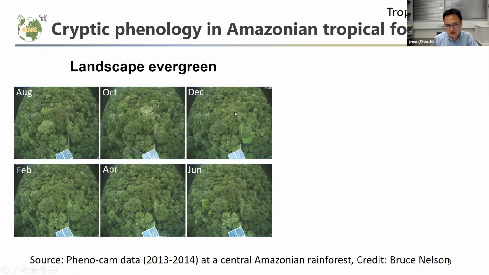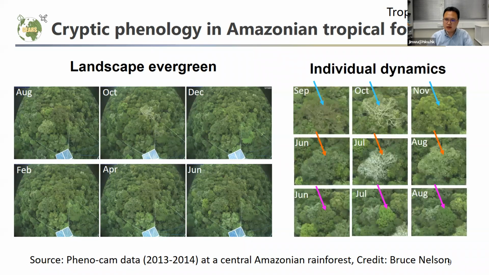Like the figure shown here, the top panel shows August in 2013, and then progresses until the next year, June of 2014. And we can tell across the entire annual cycle, when we see this forest site, it seems the whole forest maintains evergreen all year long, and it's really difficult to see if there's any significant change.